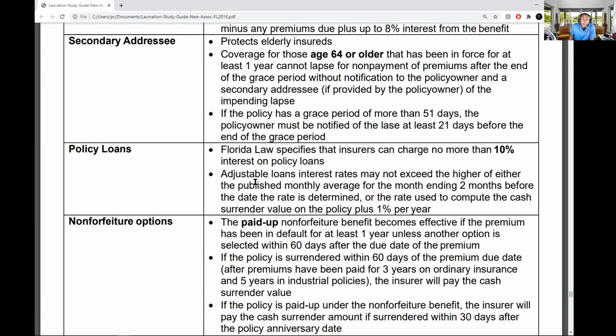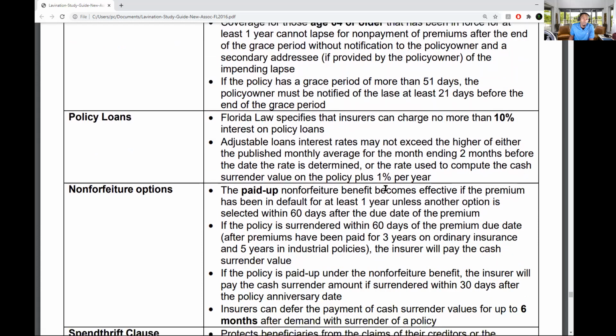They can charge that. The adjustable loan interest rate may not exceed the higher of either the published monthly average for the month ending 2 months before the date the rate is determined, or the rate used to compute the cash surrender value of the policy plus 1% per year. Make sure you understand those two bullets as well, because they might be tested.